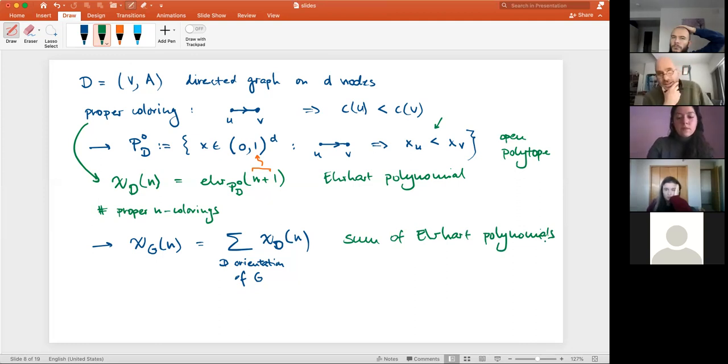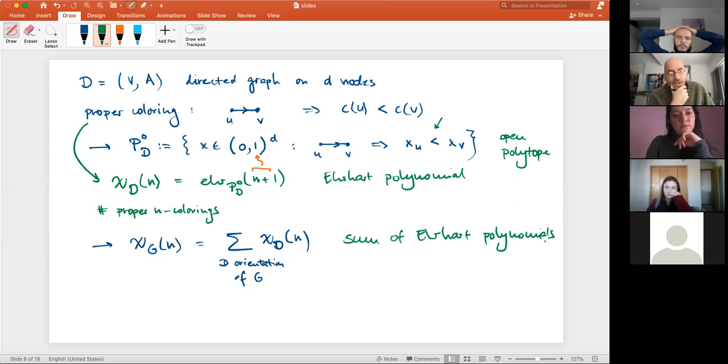Yeah. And so this was my first slide, right? So when I said, okay, I'm gonna try to make some connection to some other areas. Matt, I think there was a question. Yes, please. So is it trivial that a proper coloring of an undirected graph is a proper coloring for a possible orientation of the graph?